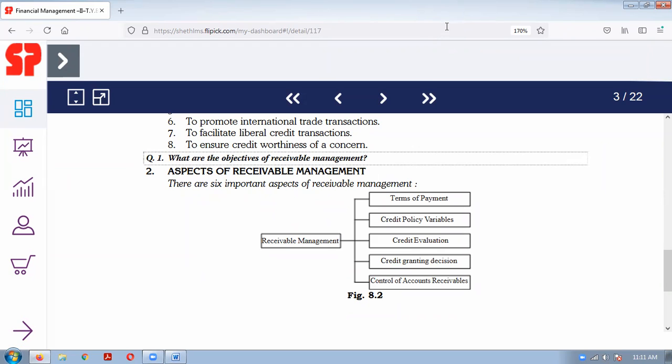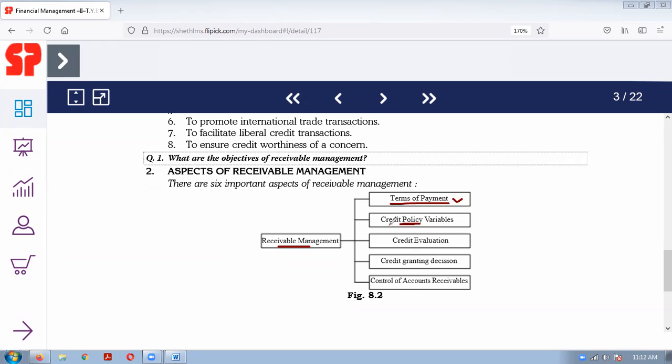So in credit management or receivable management, what are the important parameters required? First is the terms of payment. When selling the goods, the terms of payment will be decided, that is, how you have to pay and till what time you have to pay. If an installment facility is given, then by when you should pay the first installment, and by when the second. That will be the terms of payment.